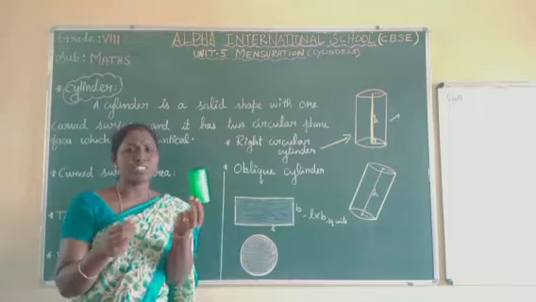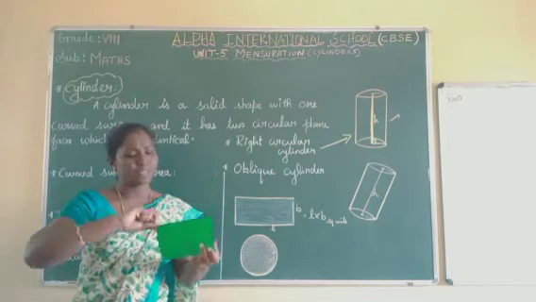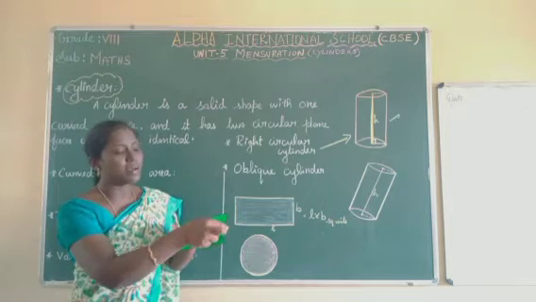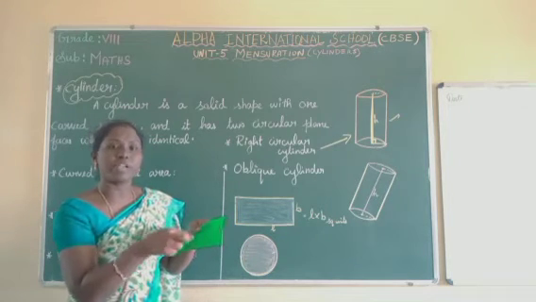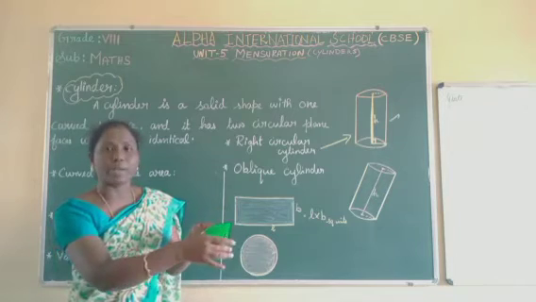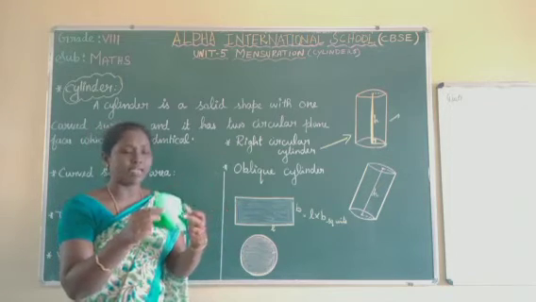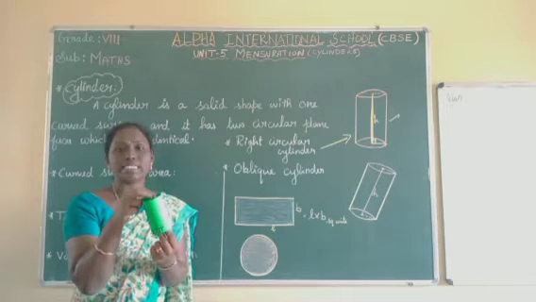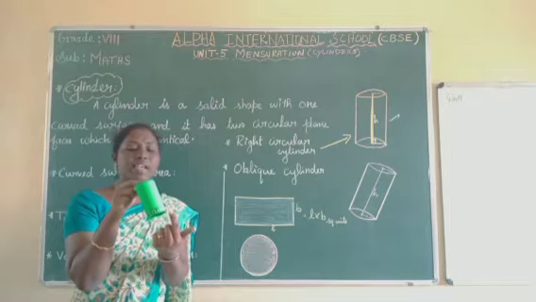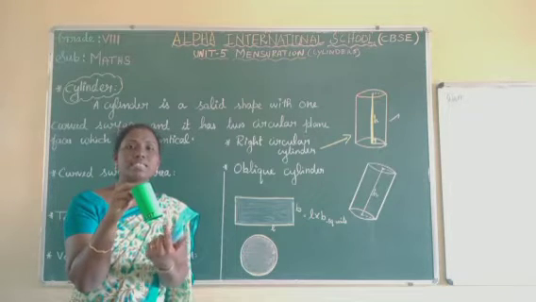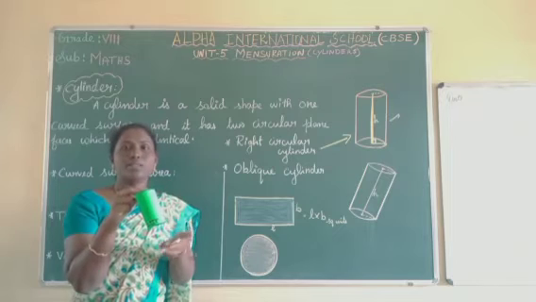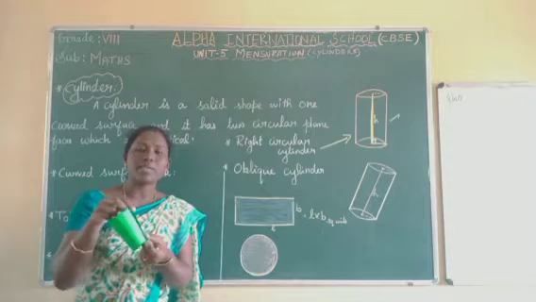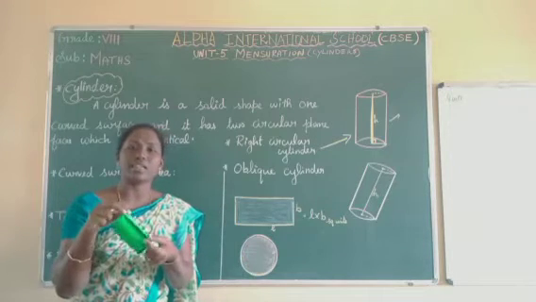So how do we find the area of this rectangle? Unwrap it. This is the length of the paper and this is the breadth of the paper. While making it a cylinder, what change do you see? The length is made into the circle at the top and bottom, and the breadth becomes the height of the cylinder.